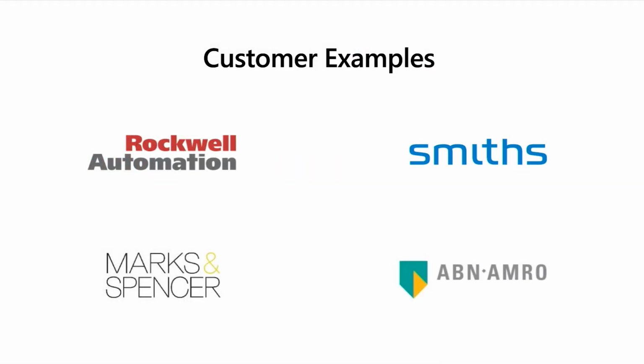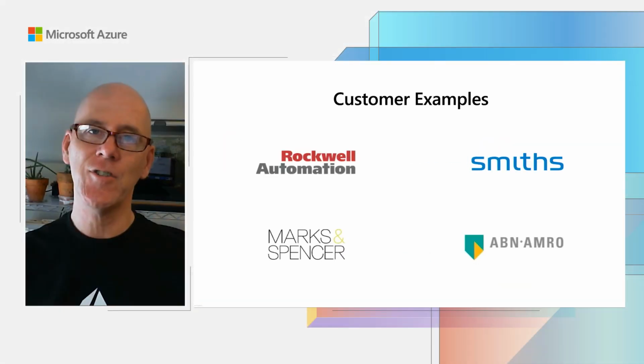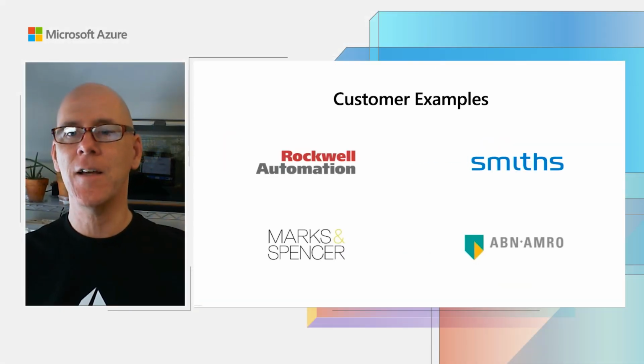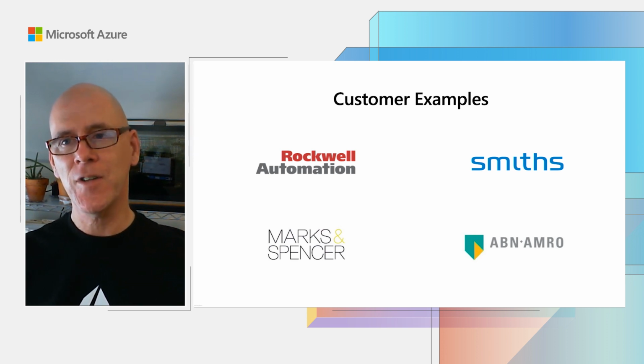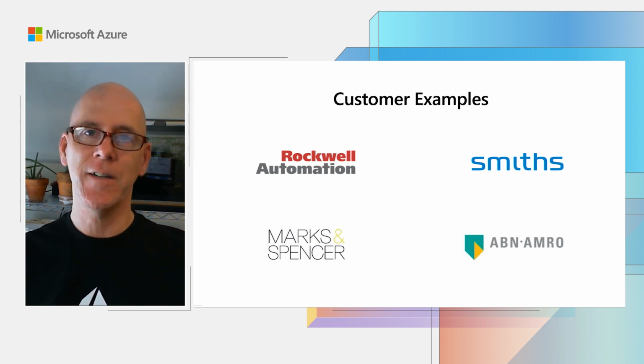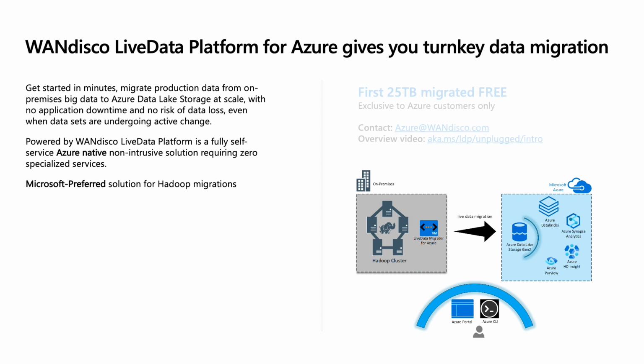Now with Marks & Spencer, their scenario was to pull Parquet files from their on-premises HDFS clusters into ADLS Gen 2, and then use Databricks to transform and Synapse to run visualizations and create a dashboard. Lastly, there's ABN AMRO, which moved from a centralized model to a data mesh architecture based upon ADLS Gen 2.